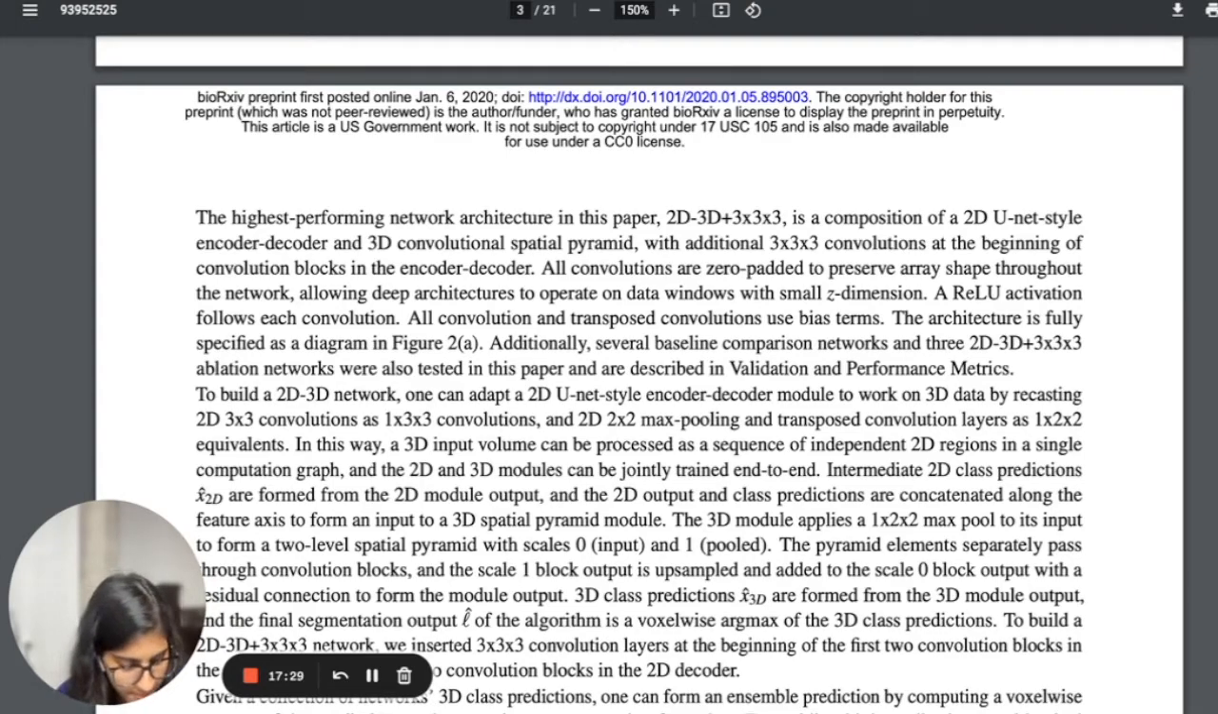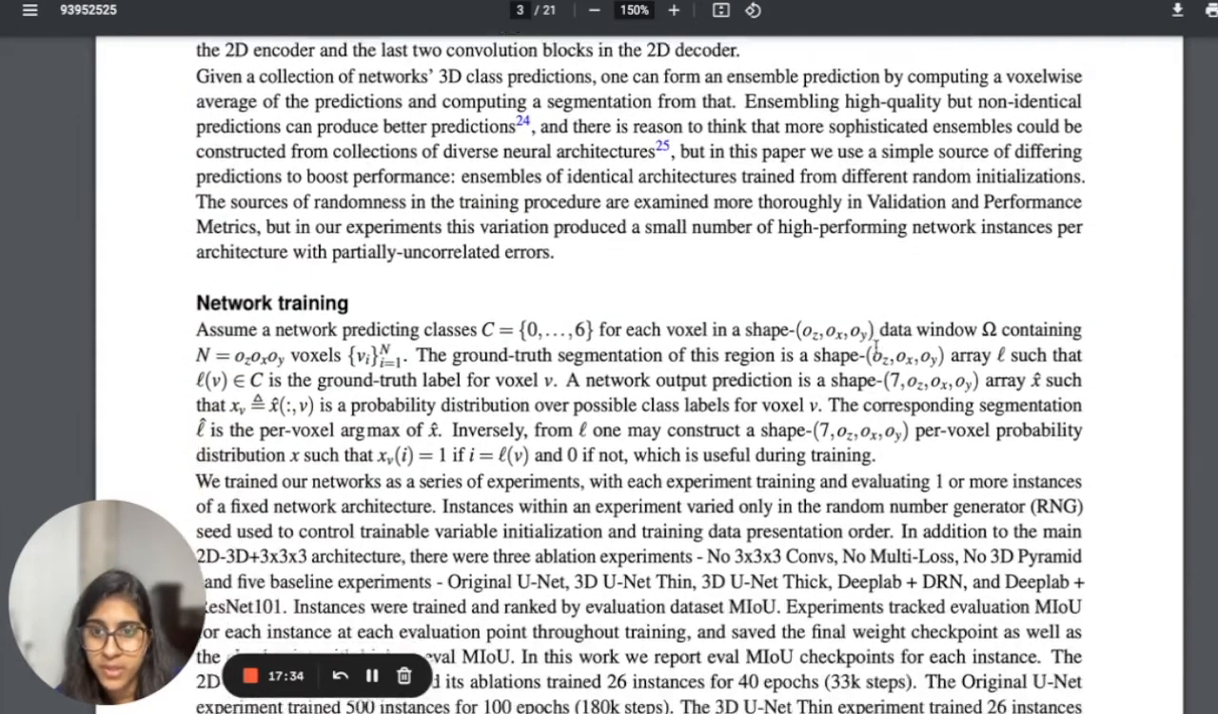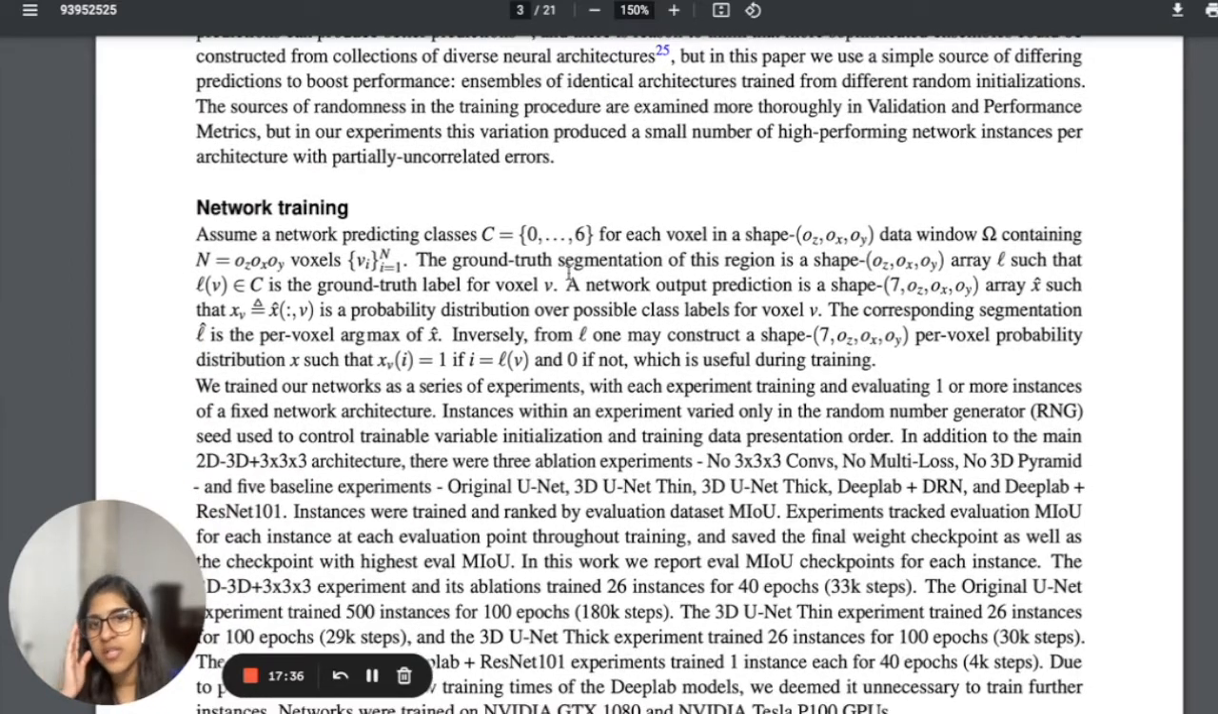From there, it started talking about the network training. So we'll go here. This is more of the math, but it's honestly not that hard to understand, except when you get to some of the formulas, which we will also be getting into. We have classes from 0 to 6 because we have 7 classes, and code usually starts with 0, so they probably chose it like that.